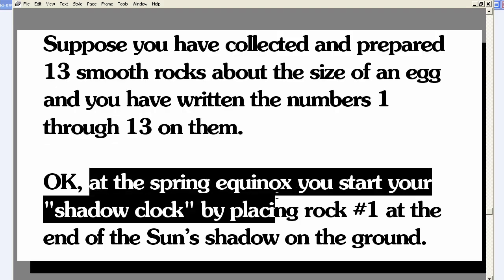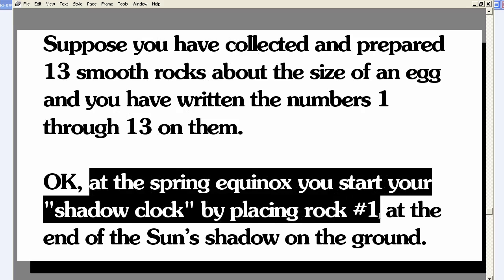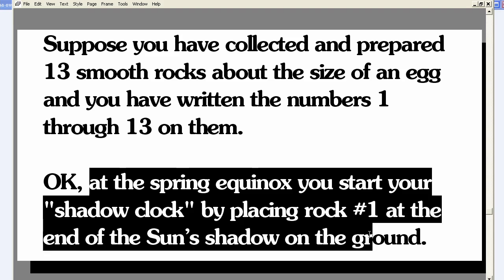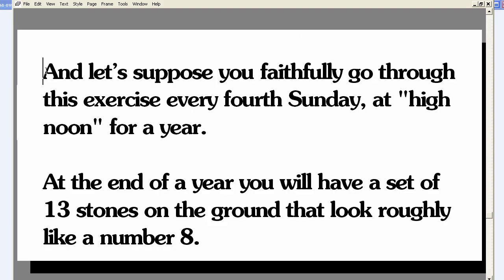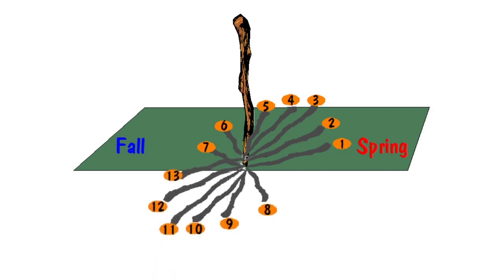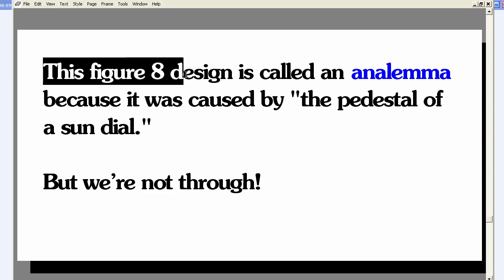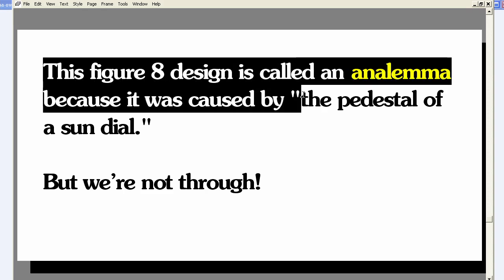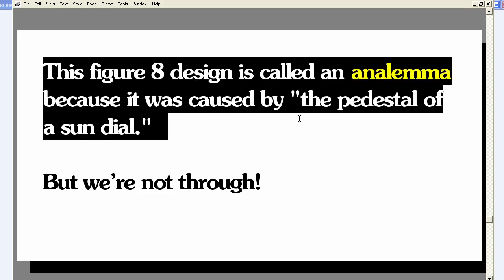Okay, at the spring equinox, you start your shadow clock by placing the rock labeled number 1 at the end of the sun's shadow on the ground. And let's suppose you faithfully go through this exercise every 4th Sunday at high noon for a year. At the end of a year, you will have a set of 13 stones on the ground that look roughly like a skinny number 8. This figure 8 design is called an analemma because it is caused by the pedestal of a sundial.